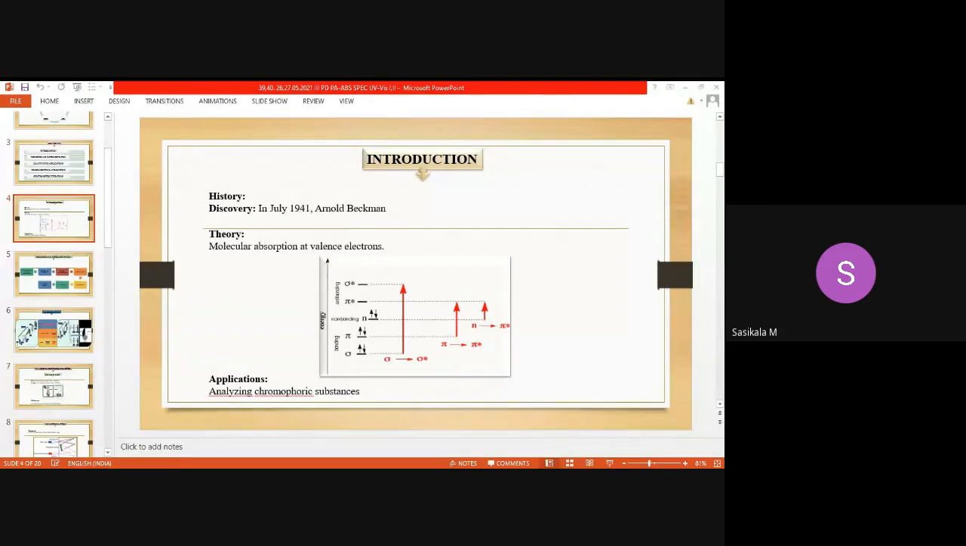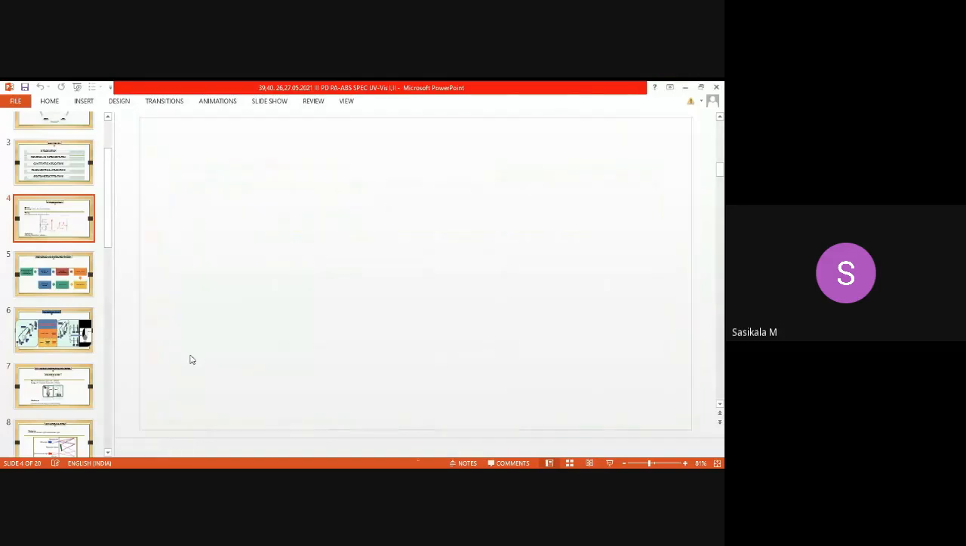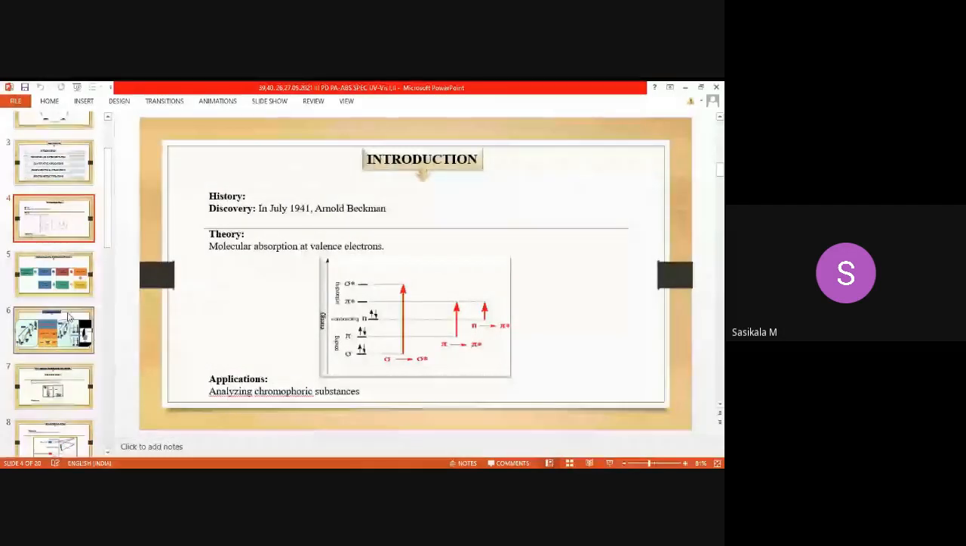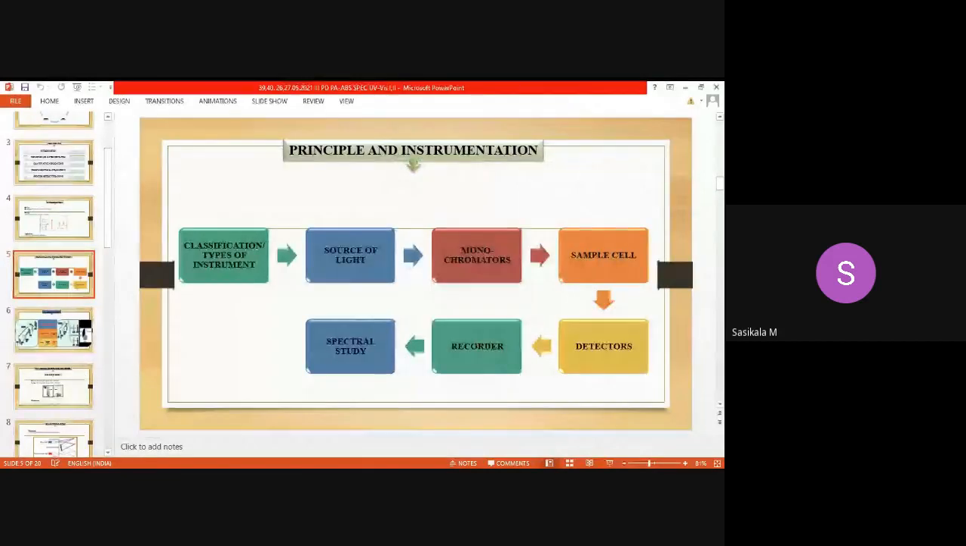What are the common parts of spectrophotometer? What are the common parts of spectrophotometer? Anybody else? We have seen the schematic representation of spectrophotometer. Okay, anyway, thank you, Akashna.